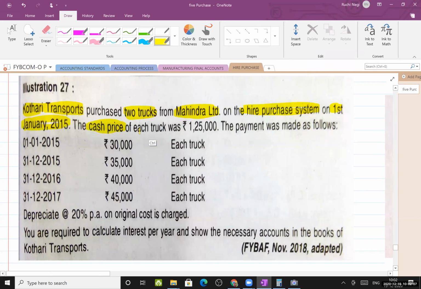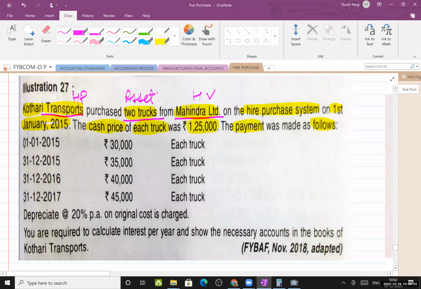Cash price of each truck is given to you, 1,25,000, and the payments are also given. Payment is as follows. So who is Kothari Transport? This is my hire purchaser. Who is Mahindra? My hire vendor. And this is my asset.